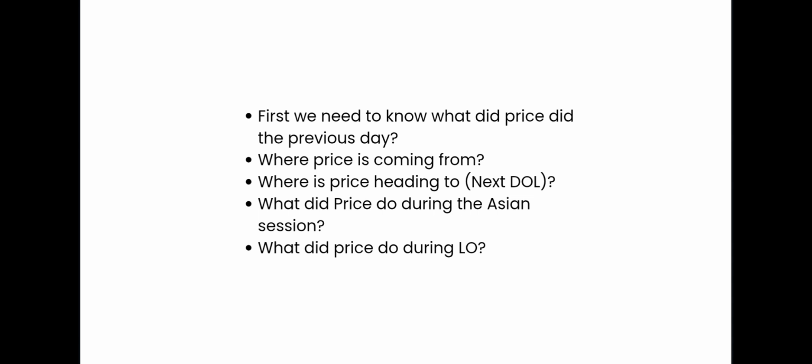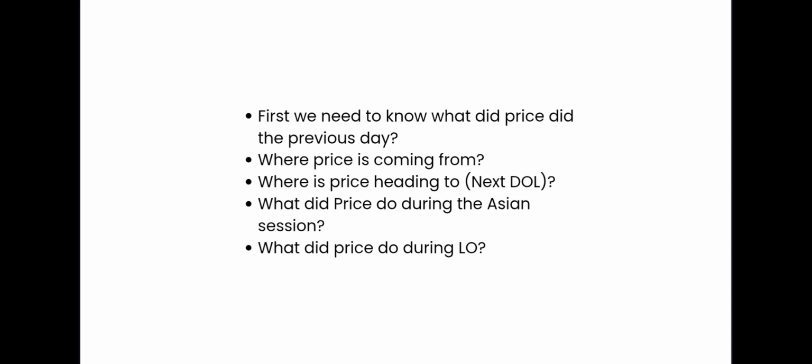We also need to know what price did during the Asian session, and we also need to know what price did during the London session. These are things that help us to form a bias for that particular day, right? So we use this to form a bias for that particular day. Of course, having a bias doesn't mean we can't be flexible.